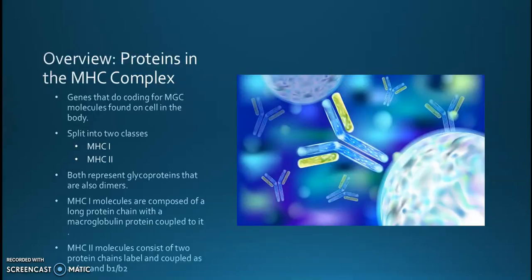So, overview: proteins in the MHC complex are genes that code for MHC molecules found on cells in the body. They are split into two classes, MHC1 and MHC2, both glycoproteins that are also dimers. MHC1 molecules are composed of a long protein chain with a beta-2 microglobulin protein coupled to it. MHC2 molecules consist of two protein chains labeled and coupled as A1, A2, and B1, B2.